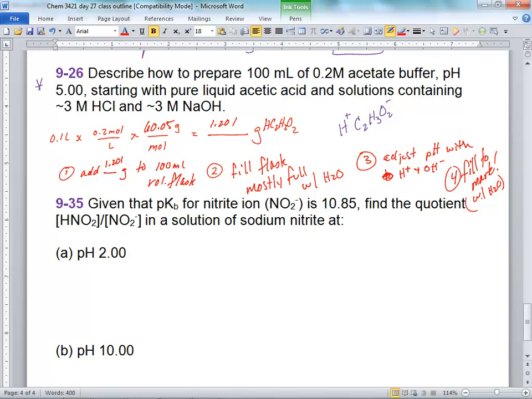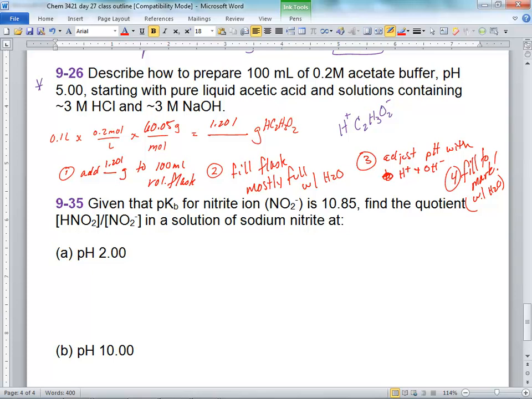So, on an exam question, would you want us to list out the steps? If it asks you to describe how to prepare, yeah. If it says describe how to prepare, make sure you describe how to prepare.